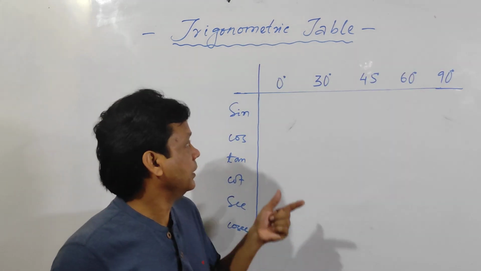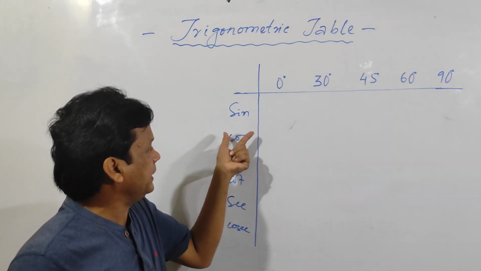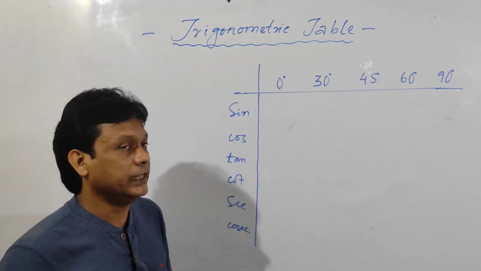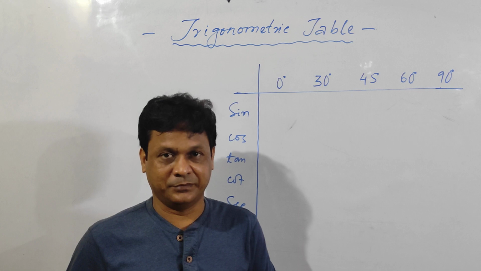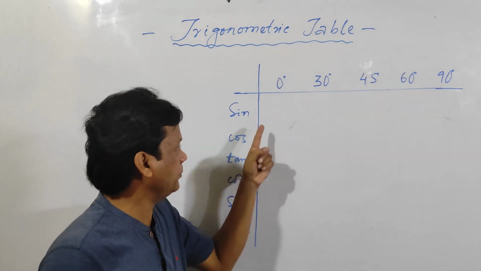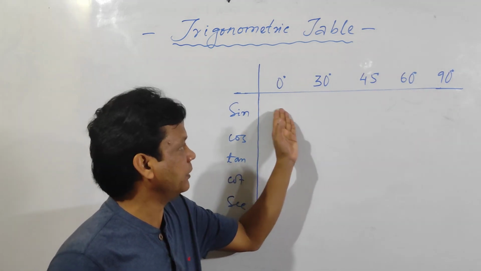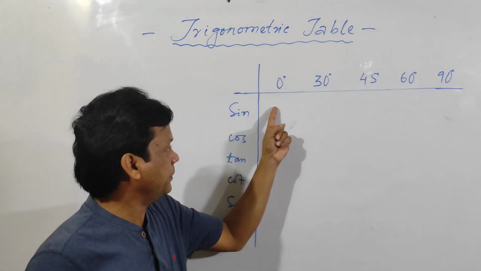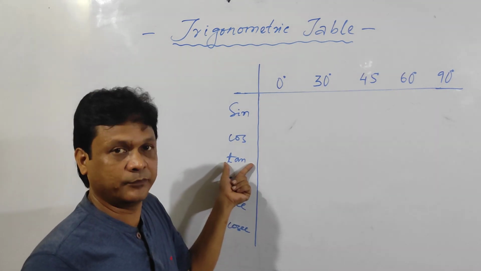See here, if you can find out the values of sine and cos, then you can find out the other values. Because tan is equal to sine by cos. Tan theta is equal to sine theta by cos theta. First of all, we have to find out the sine of these angles and cosine of these angles. Then, by dividing sine by cos, you will get tan.